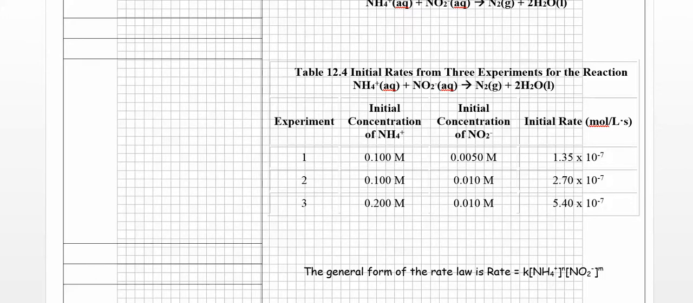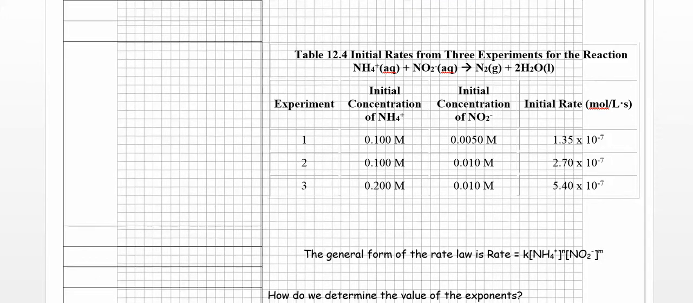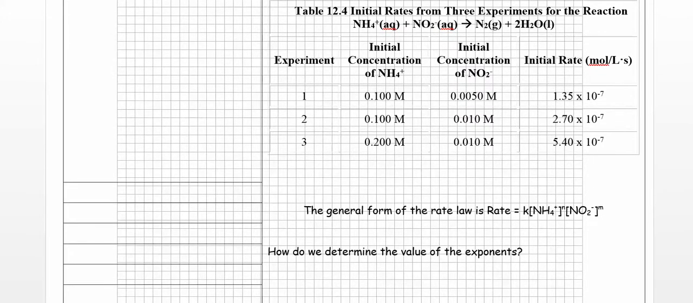Now, how do we use this information to help us determine the rate law? So recall that the general form of the rate law was this. The rate was equal to some constant, and we'll have to determine what that constant is, times the concentration of the reactants, in this case the NH4 plus and the NO2 minus, and those are both set to some exponents. We'll call them n and m. So the first question we want to know is, how do we determine the value of the exponents? How do we determine the n and the m?